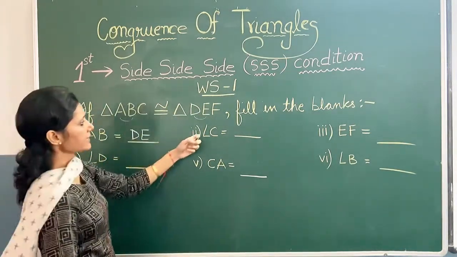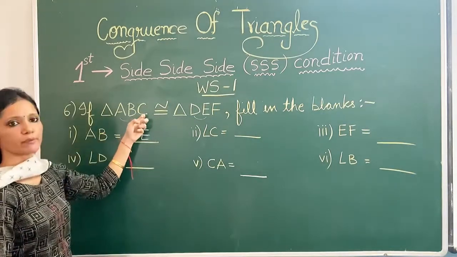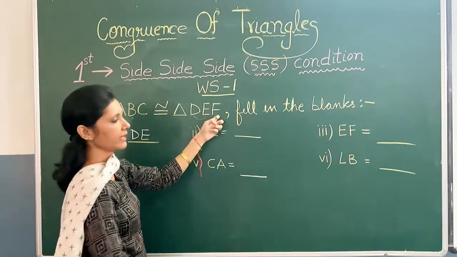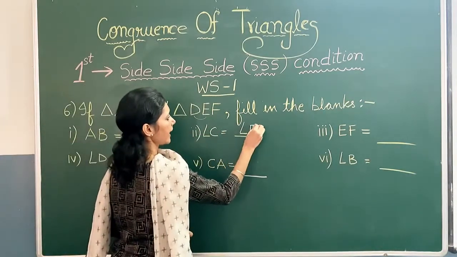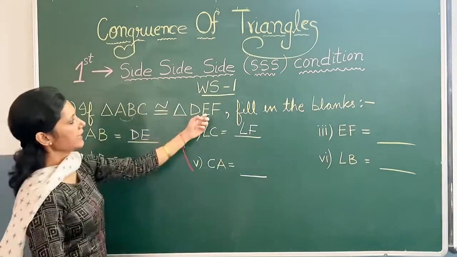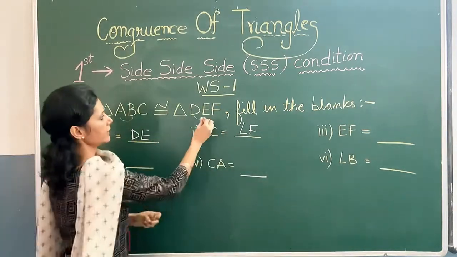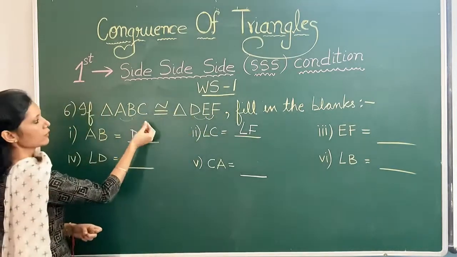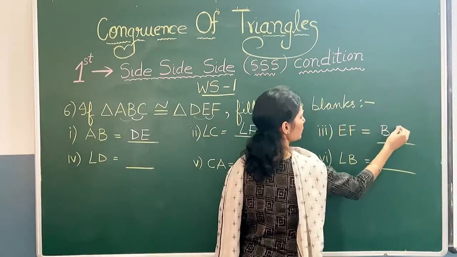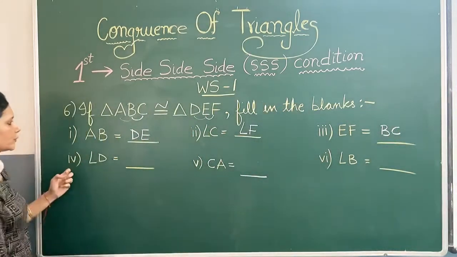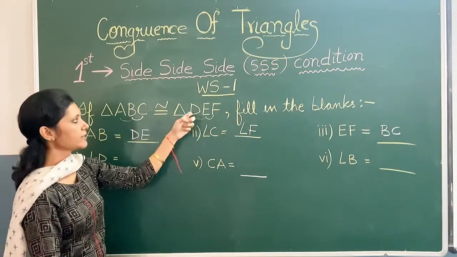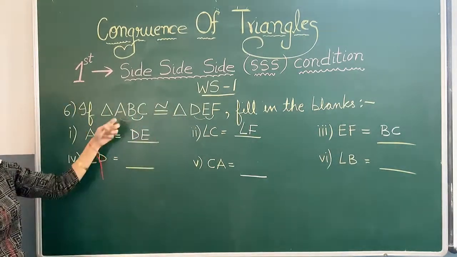Next, the second part is angle C. Now here the C alphabet is at the third place. So angle C would be equal to the third alphabet here, that is angle F. The third part, EF. EF, that means they are talking about the second triangle. EF, that means here the corresponding side would be BC. So EF would be equal to BC. Fourth part is angle D. Here angle D, the D alphabet is in the first place, so angle D would be equal to angle A.